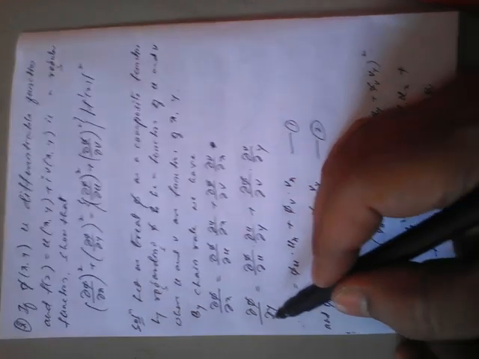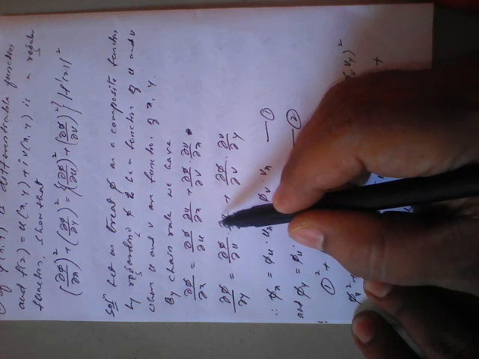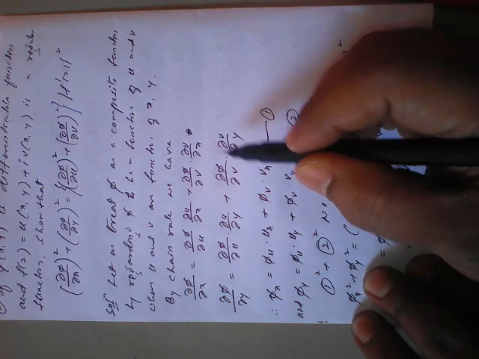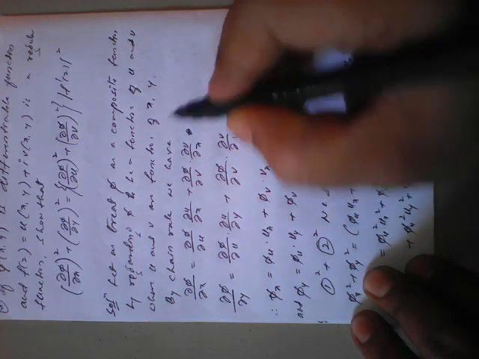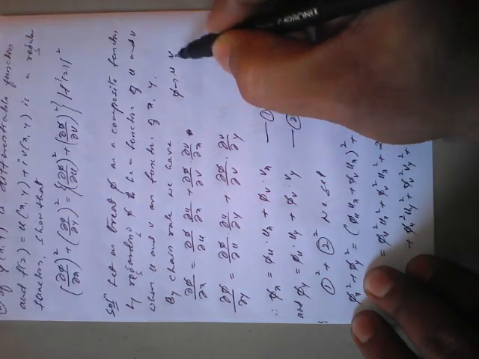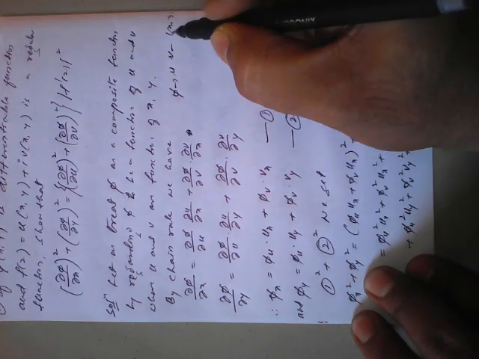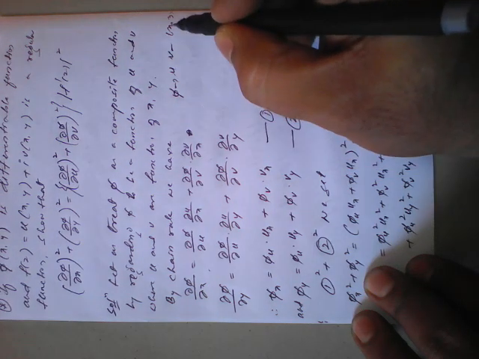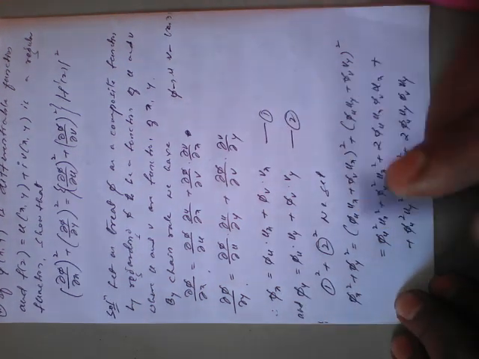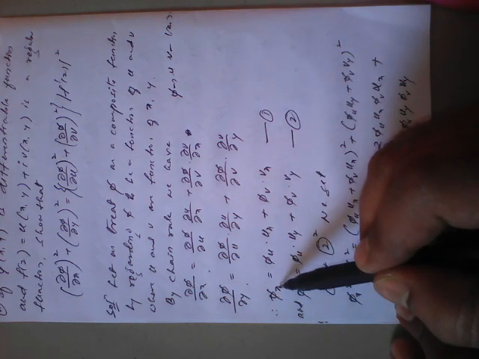Similarly, we can write a chain rule for dou phi by dou y also: dou phi by dou u into dou u by dou y plus dou phi by dou v into dou v by dou y. So you know what I am telling: phi is a function of u and v, but u and v are functions of x and y. So therefore we need to find dou phi by dou x and dou phi by dou y here. Fine.